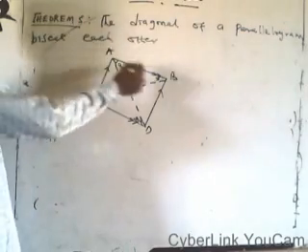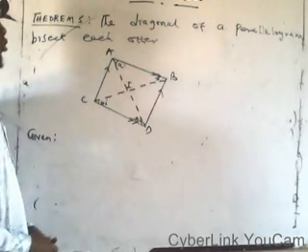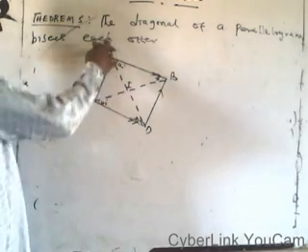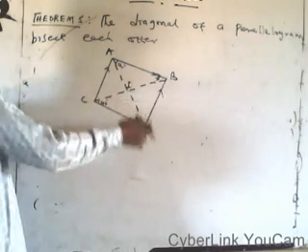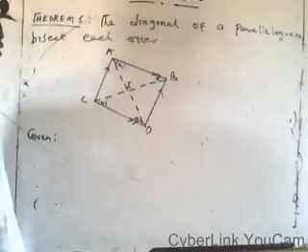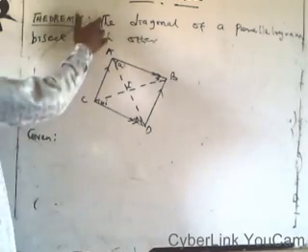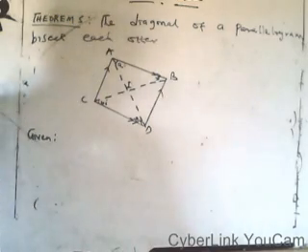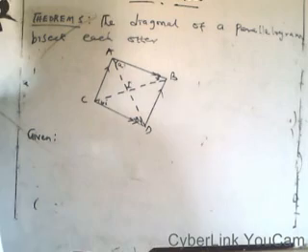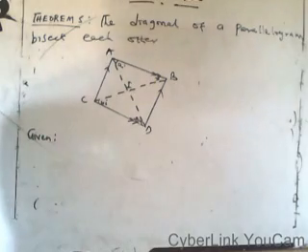Here we have the parallelogram, which is ABCD. So what we want to prove is that AI is equal to BI and CI is equal to DI. So under our guidelines, the first guideline is to make a general statement. And the second one is to state our diagram and go to the statement of given. So what are we given?